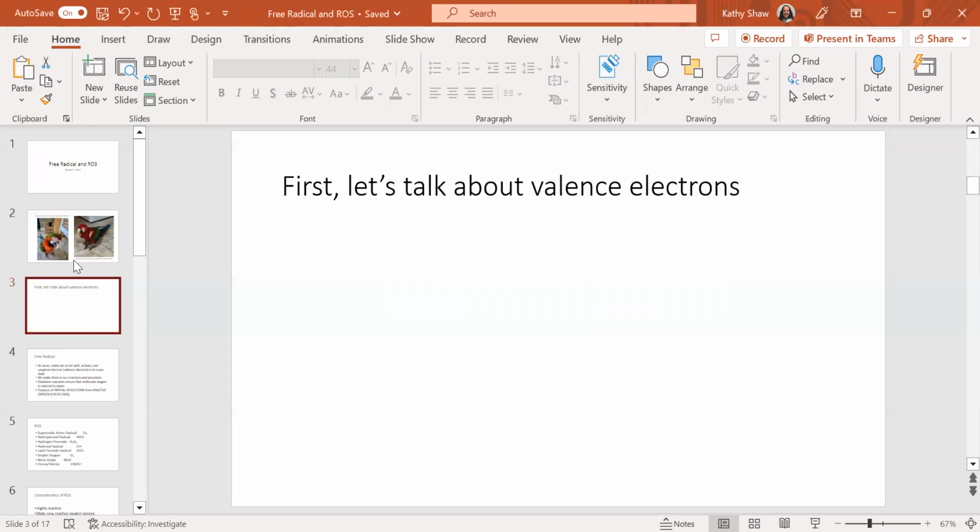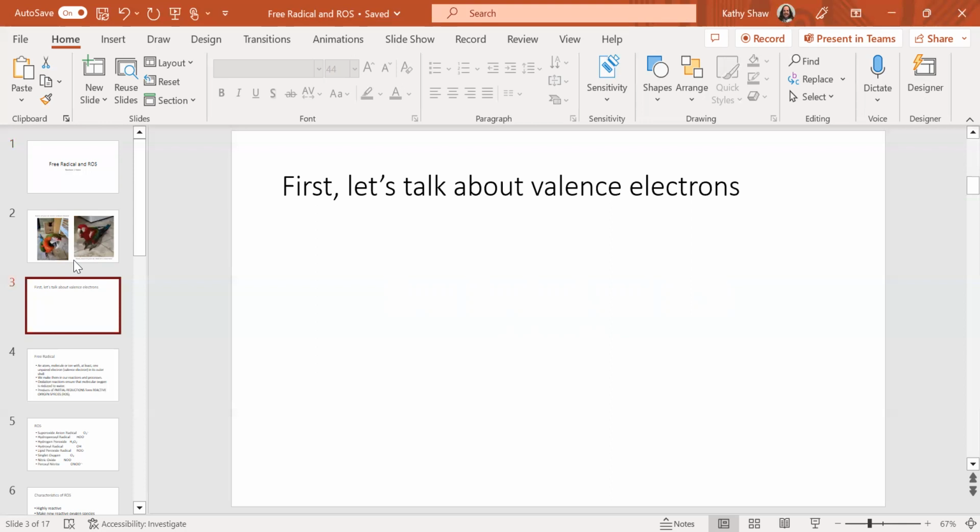So the first thing we're going to talk about, we're going to back up right to basics and talk about valence electrons. Valence electrons are the crux of the issue with free radicals, reactive oxygen species.